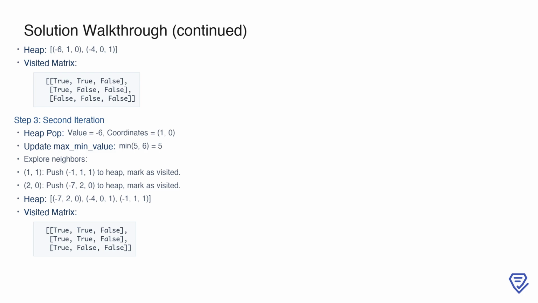In the second iteration, we pop the top of the heap, which is -6 from coordinates 1, 0. The absolute value of -6 is 6, but the max_min_value remains 5 since it is the minimum of 5 and 6. We then explore the neighbors of 1, 0. Moving to the right, we push -1 from 1, 1 to the heap and mark it as visited. Moving downward, we push -7 from 2, 0 to the heap and mark it as visited. At this point, the heap now contains -7, -4, and -1, and the visited matrix is updated accordingly.